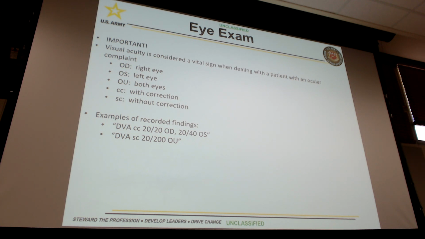Okay. Let's take 10 and start back up at 14.